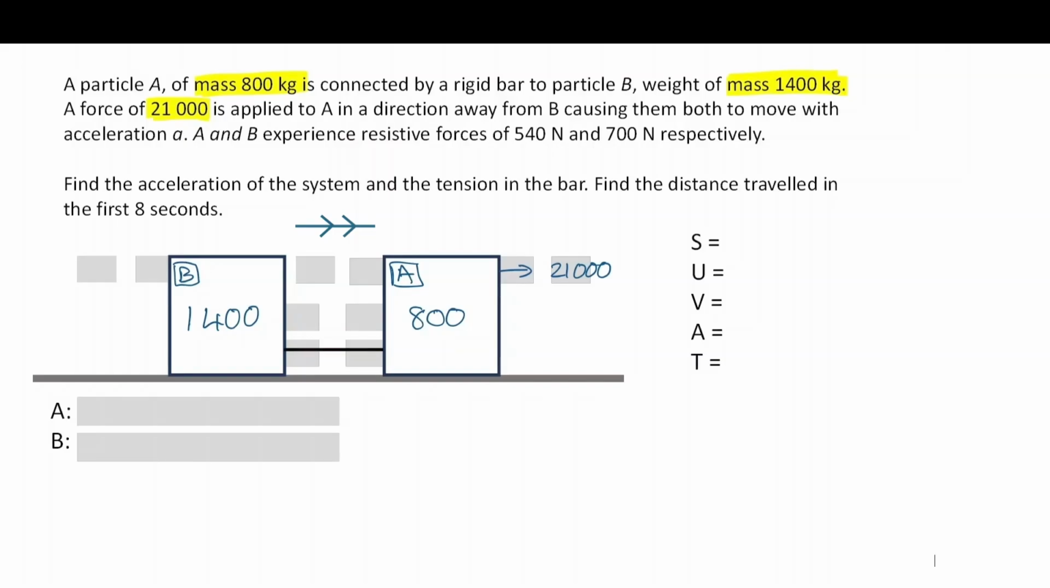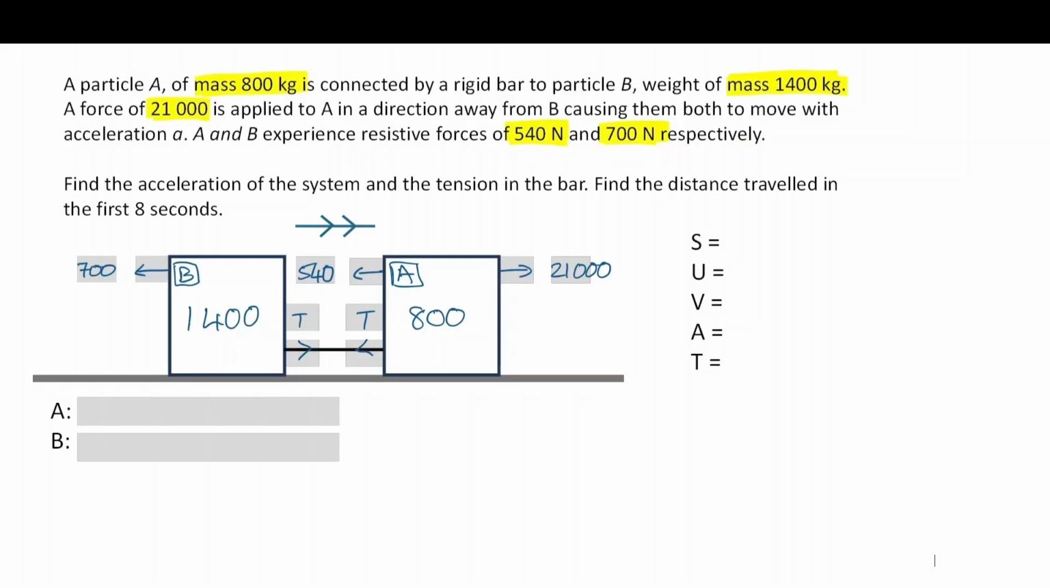If there's a driving force, that means there's going to be some internal forces in that rigid bar. This driving force is going to produce some tension in the bar. These two tensions, one on A and one on B. We're also told there are some resistive forces. 540 is operating on A, 700 is operating on B. Okay, this is a complete diagram. From here, we should be able to solve for the unknown tension and the unknown acceleration.